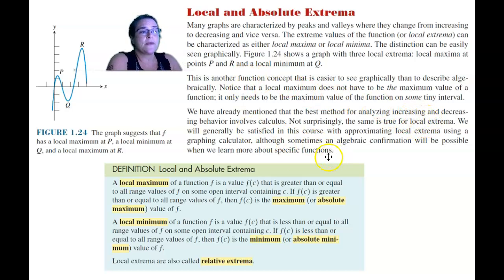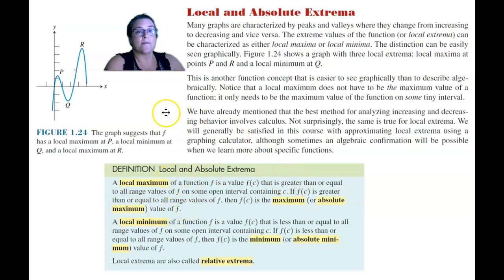Okay, so the book follows then with this algebraic definition of local and absolute extrema, where it says a local maximum of a function f is a value f of c, where c is just some constant that we're putting into the function, right, that is greater than or equal to all range values of f on some open interval containing c. If f of c is greater than or equal to all range values of f, then f of c is the maximum or absolute maximum of f.